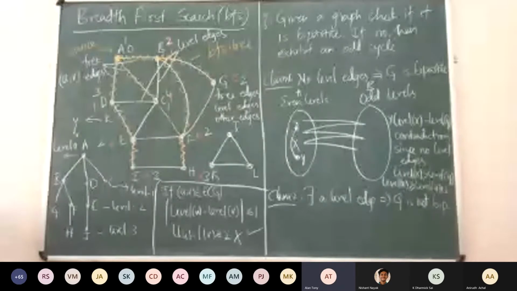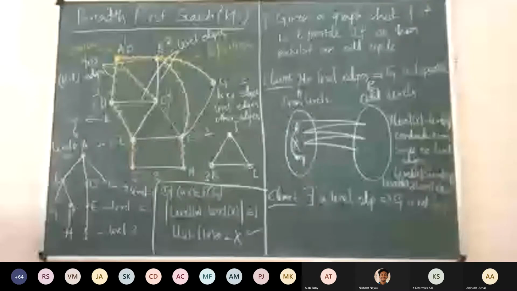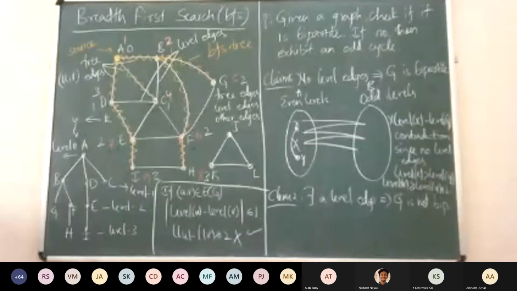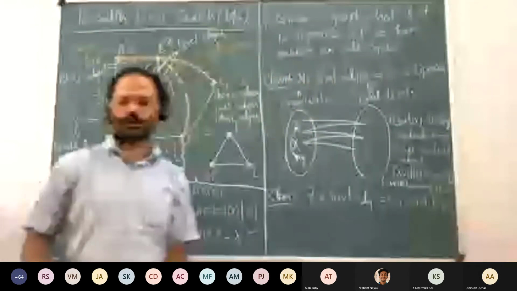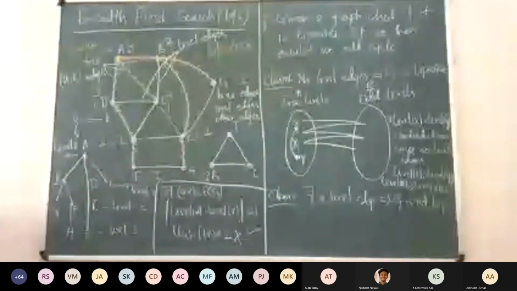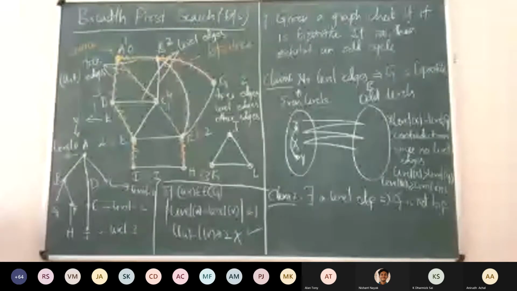Yes, sir. So the difference between levels being less than or equal to 1 holds only after the BFS, right? Yes, that is after we have done the BFS. We are talking about level edges only after BFS. So I assumed that people have done the BFS and labeled the edges, and Suresh said that once there are no level edges, then it is bipartite. Otherwise we can't name them as level edges.